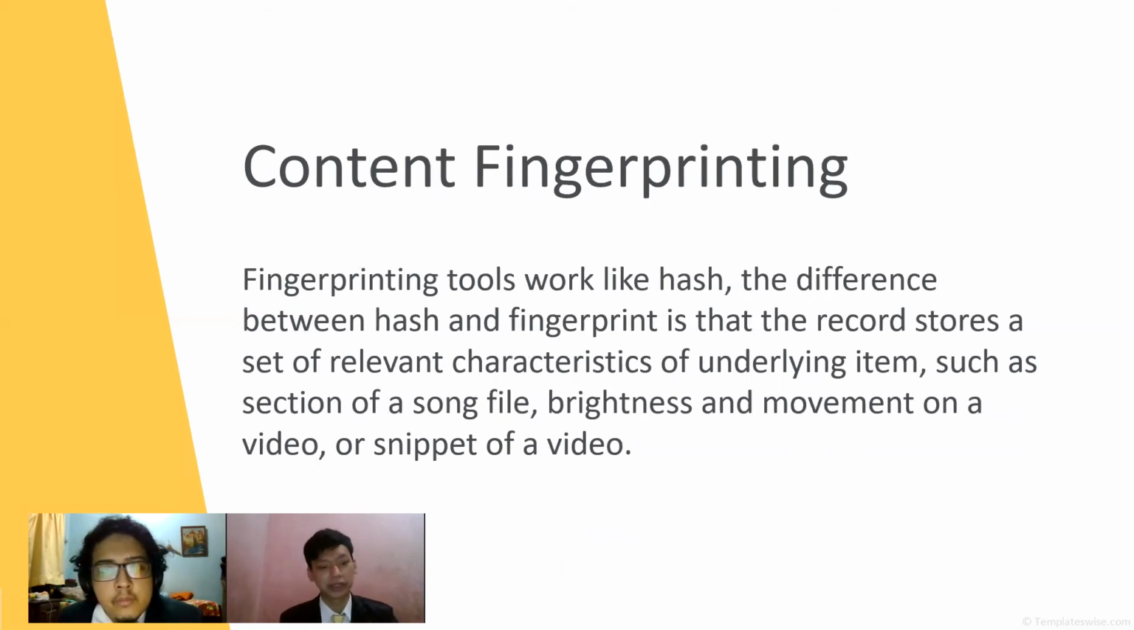Next is content fingerprinting. Fingerprinting tools work like hashing. The difference is that fingerprinting stores a set of relevant characteristics of the underlying item, such as a section of a song file, the brightness and movement in a video, or a snippet of a video.